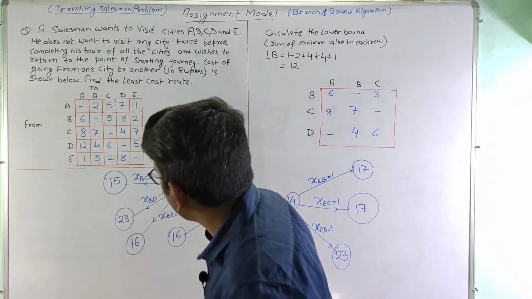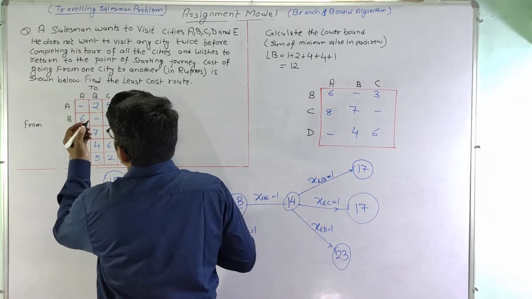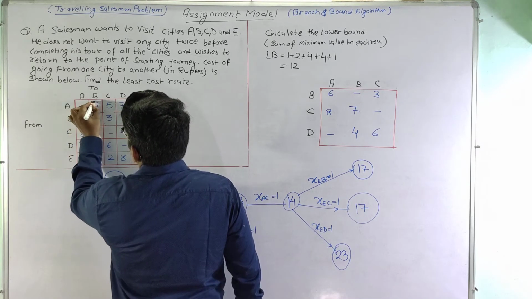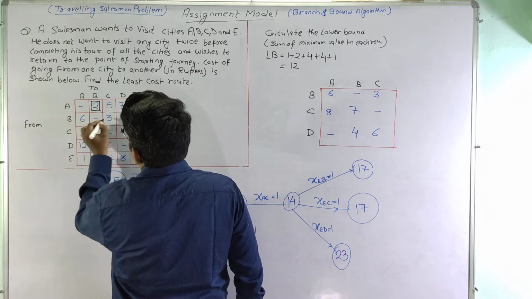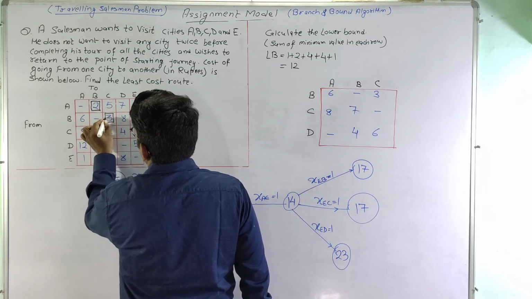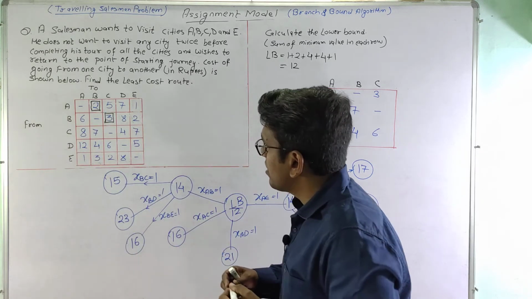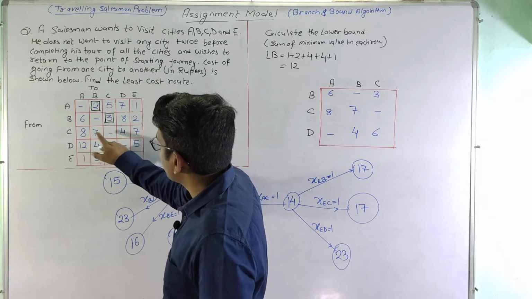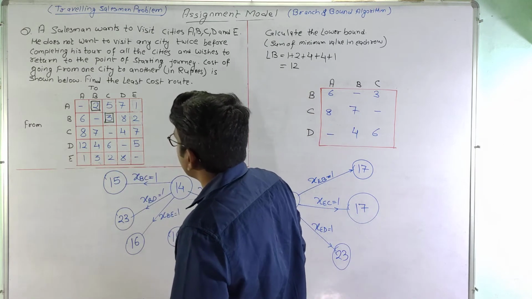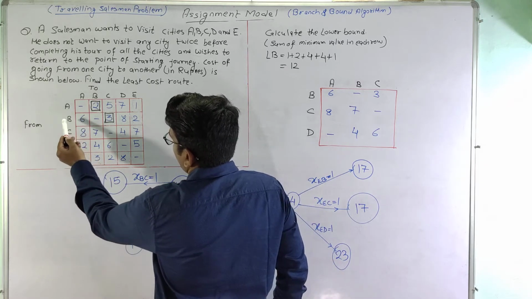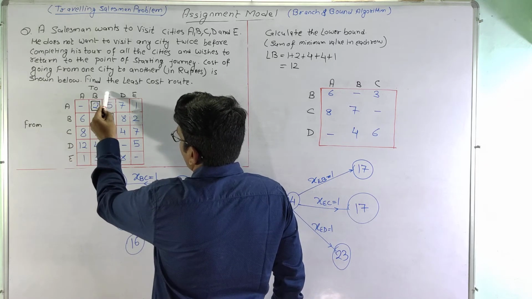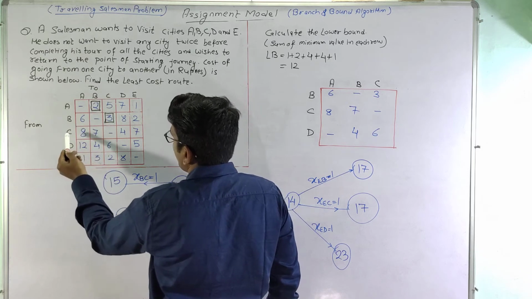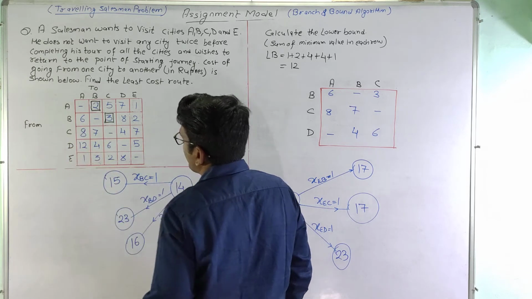So first we will assign A to B. This is 2, A to B, and B to C, 3. Now among the remaining 3 cross 3 matrix, we will see that from B to C it is been moving. Now from C to which other place it can move.